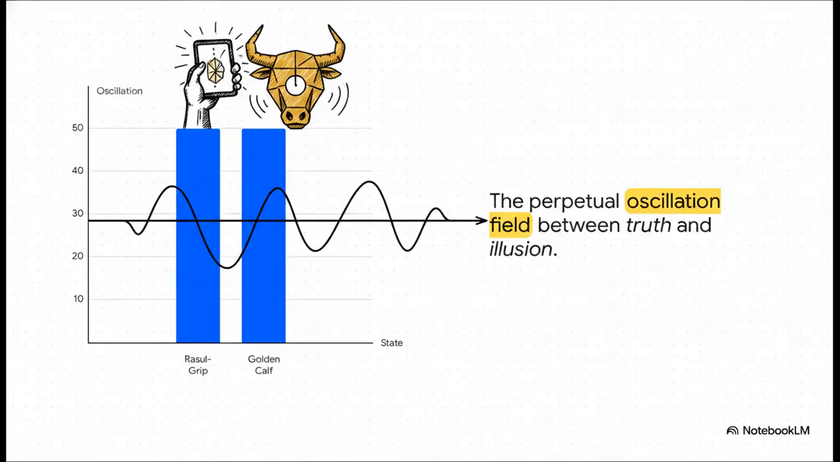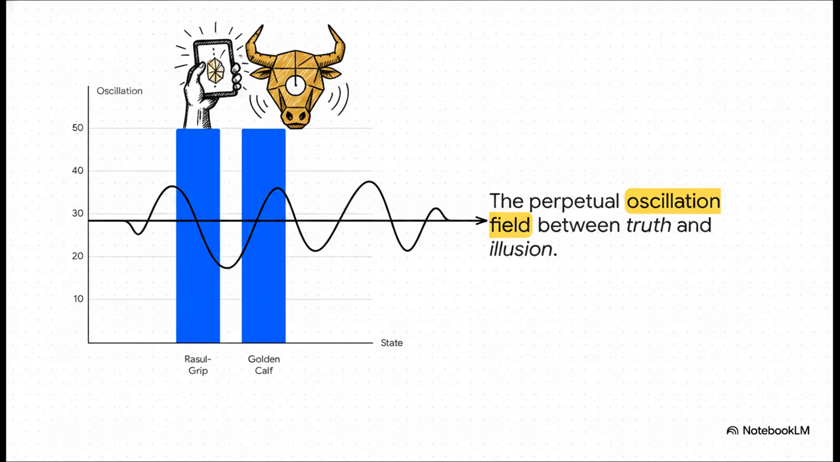Verse 57:4 shows us that what we experience as linear time is actually a perpetual oscillation field. Bani Israel, representing the D10 state, and Bani Adam, representing the I9 state, are just cycling back and forth. On one side, you have the true alignment, the Rasul grip of 1912, holding the memory with immense strength.